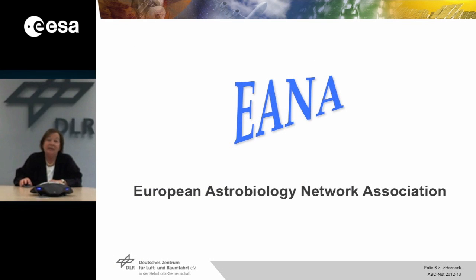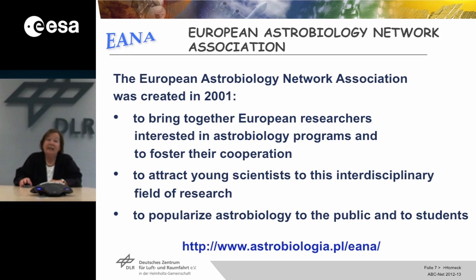So now the European Astrobiology Network Association came into the game. And what is the European Astrobiology Network Association, EANA? It's actually an association of different astrobiology societies, communities, or interested groups in Europe. And it was created in 2001. And the aim was really to bring different fields of European researchers that are interested in astrobiology together. So that means all the different disciplines from astronomy through planetary research over geology and finally physics, chemistry, biology, origin of life, all these groups to bring them together and from the different countries in a loose network.